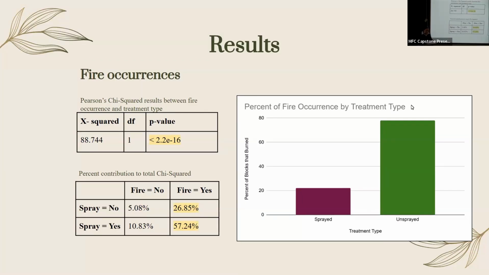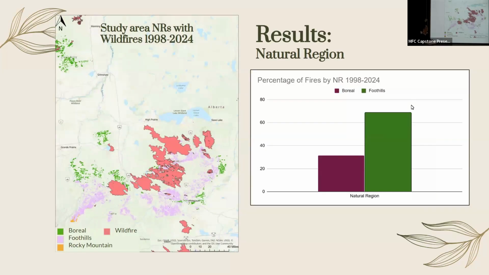This is showing the percent contributions to the total chi-squared statistic. We can see that the sprayed and burned cell on the bottom right contributes the most to the total chi-squared, so it's 57% of that stat. Now, looking at this on the natural region scale, there were no fires in the Rocky Mountain natural region. Most fires happened in the foothills region, and about 30% happened in Boreal.